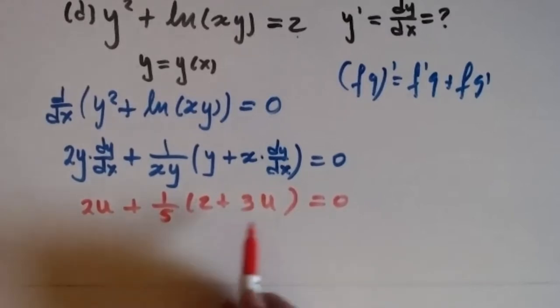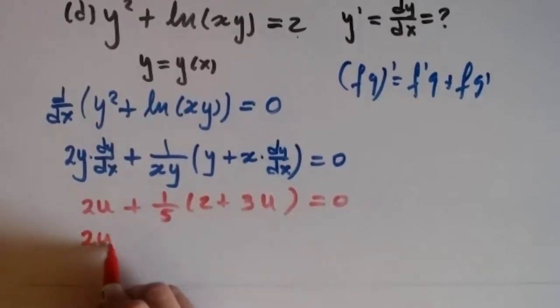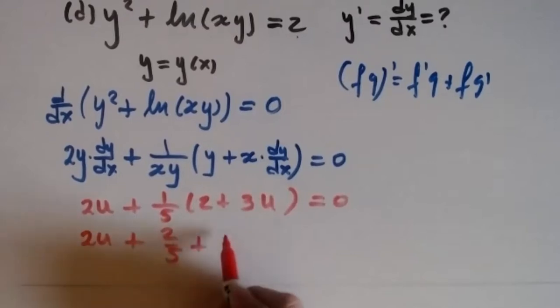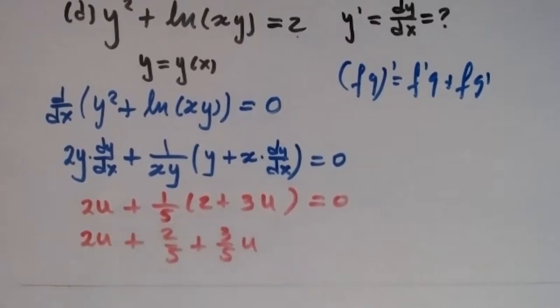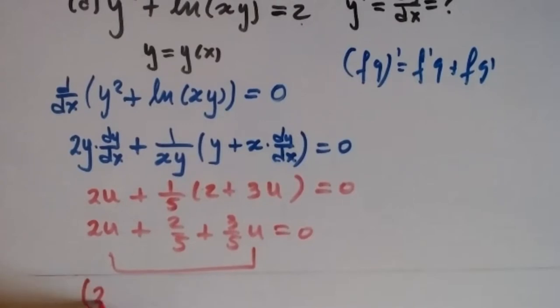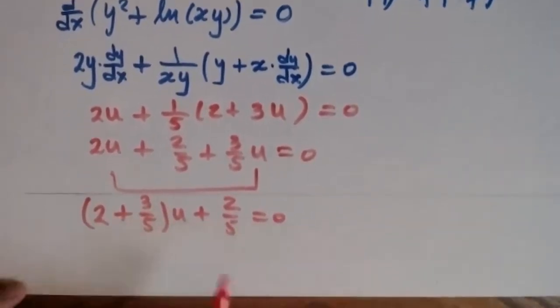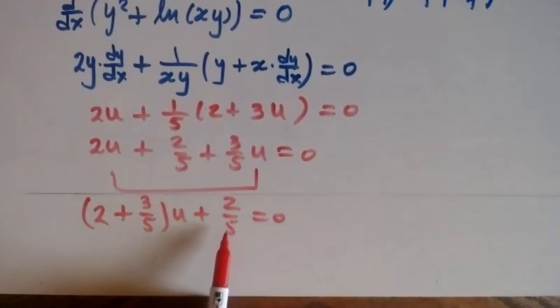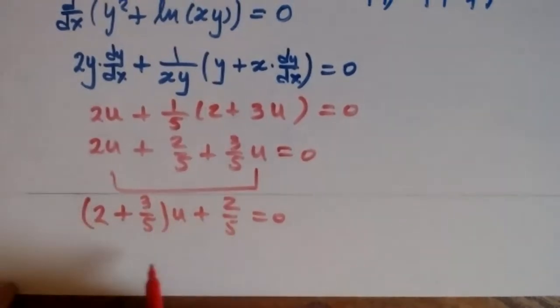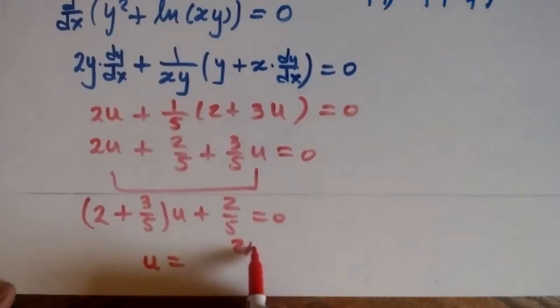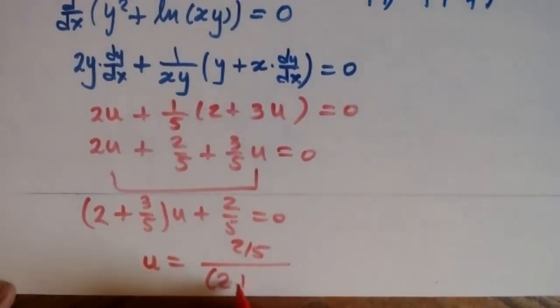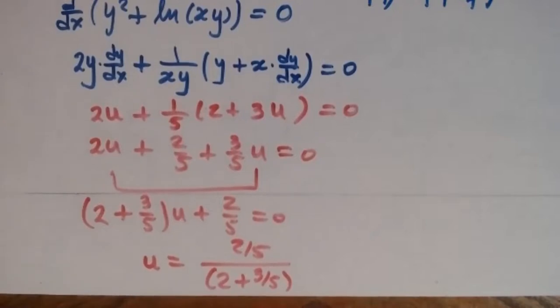Okay. I break the parentheses, so I have 2u plus 2 over 5 plus 3 over 5u equals 0. Then I group these two: parentheses 2 plus 3 over 5 times u plus 2 over 5 equals 0. What do you do with the 2 over 5? I move it to the side and then I divide by the parentheses. So u is 2 over 5 divided by 2 plus 3 over 5.